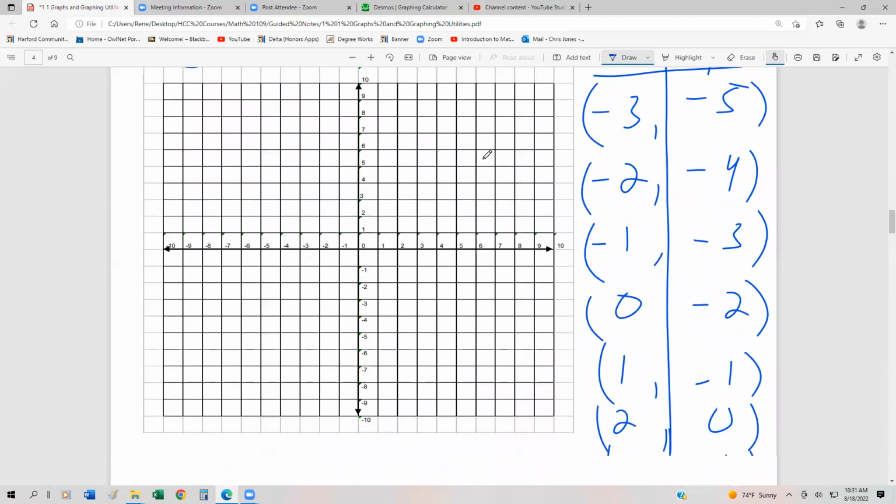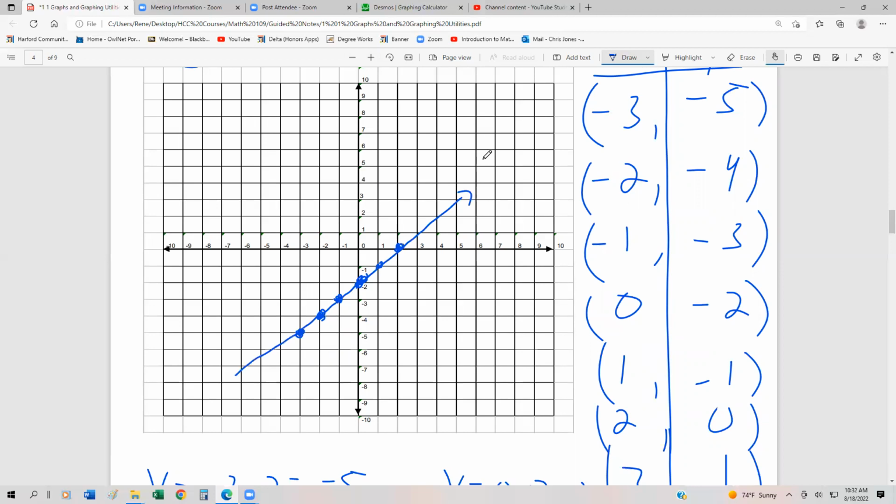So we're going to plot -3, -5. So -3, -5, as we looked at before, falls right about here. And then we're going to plot -2, -4. And then we're going to plot -1, -3. And then we have 0, -2. And then we have 1, -1. And then we have 2, 0. So these are our points. And what we're going to do is just connect these. And it looks like it forms a line.